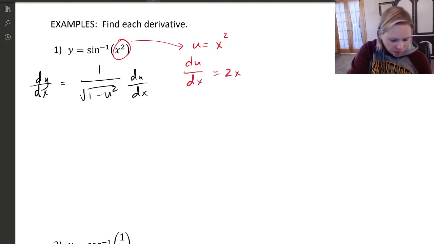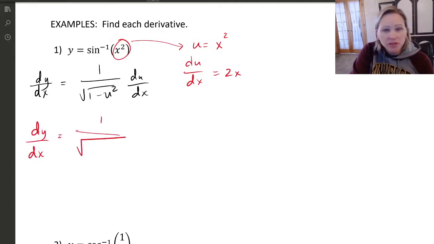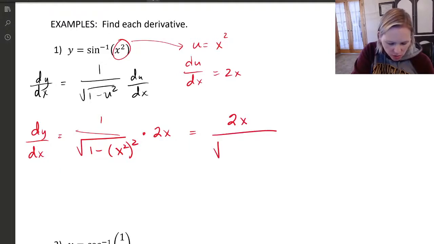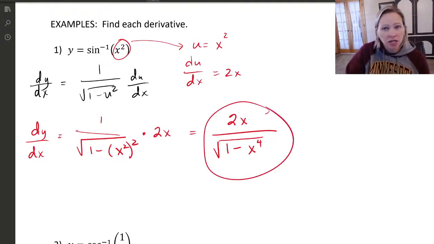So here we go. I'm just going to plug it into my formula. dy dx equals 1 over the square root of, now it says u squared, so 1 minus x squared squared, times du dx, which is 2x. When I clean all of this up, it's 2x all over the square root of 1 minus x to the 4th. So that's the answer that I'd be looking for. Nice and easy. Not too bad.